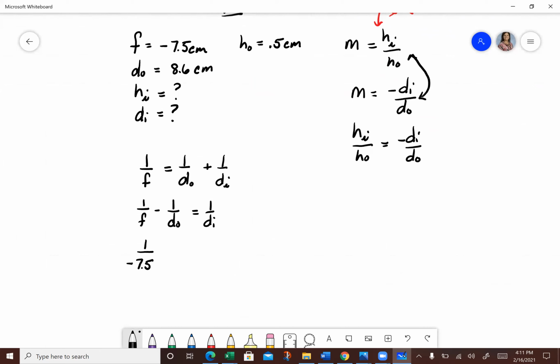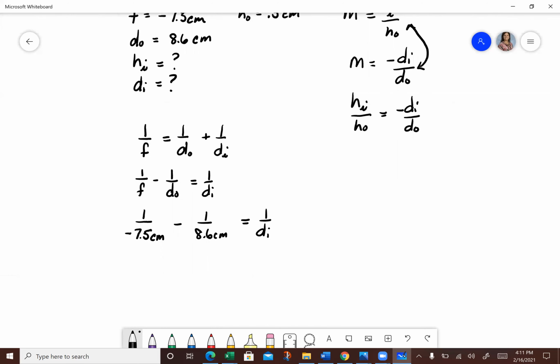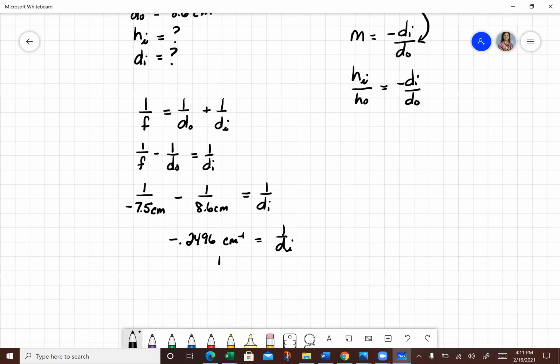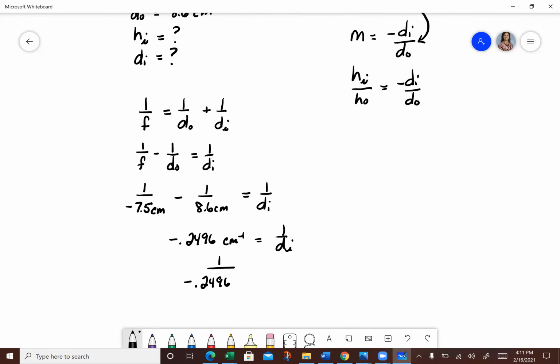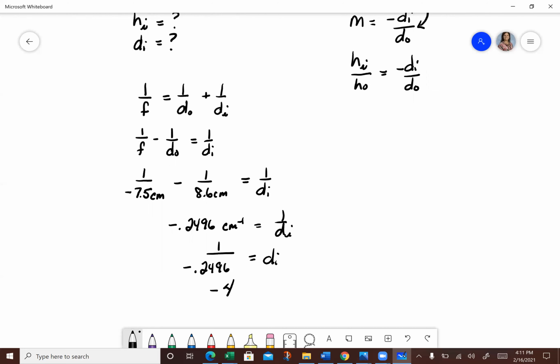1 over negative 7.5 centimeters minus 1 over 8.6 centimeters equals 1 over DI. For that, I get negative 0.2496, and the units will be inverse, equals 1 over DI. So 1 over that number equals DI. Mathematically in your calculator, remember you're going to type in negative 7.5, hit the X to the negative 1 button, minus 8.6, X to the negative 1, hit equals. You should get this decimal, and then you hit the 1 over X button again, and that'll give you the value, which should come out to be negative 4 centimeters, your image distance.